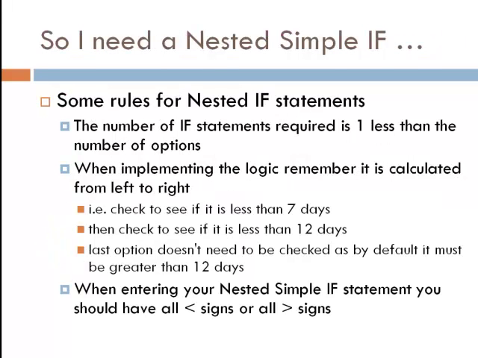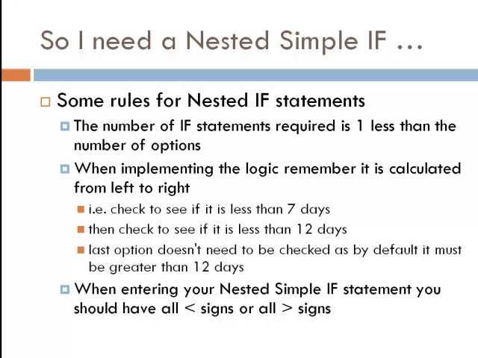Some ground rules as well with your nested if statements. The first is that the number of if statements required will always be one less than the number of options. So in the example we're working through, there's 3 options, so there'll only be 2 if statements. If there's 4 options, there'll be 3 if statements, etc.